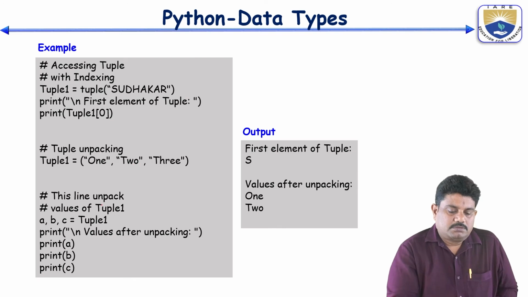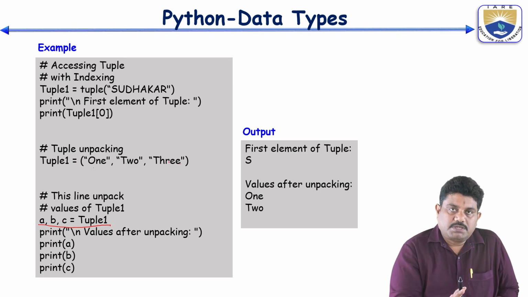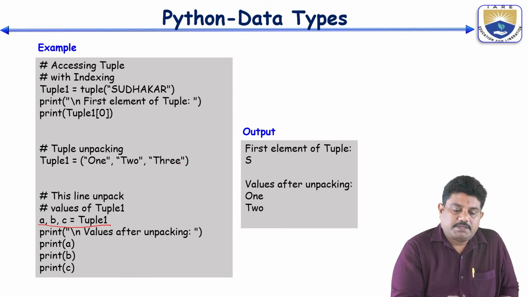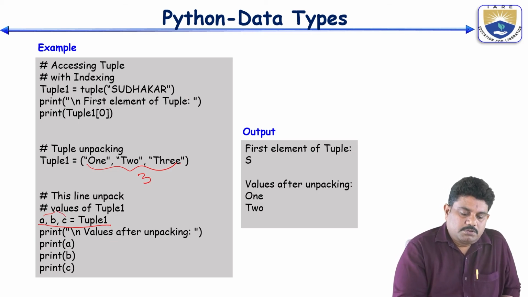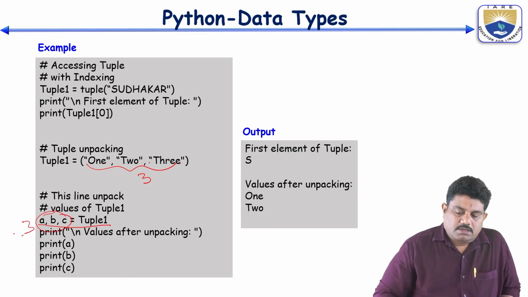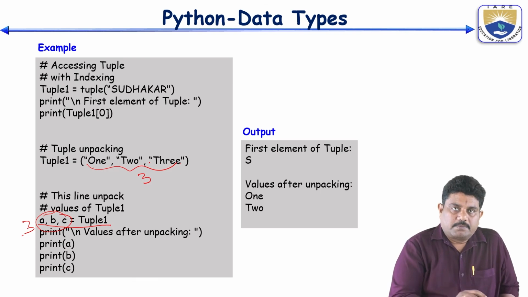And in this tuple, this line unpacks values. A comma b comma c equal to tuple 1. The number of variables must equal the number of items in the tuple. That count should be the same. You need to maintain the proper count. If there are 3 items in the tuple, while unpacking you need to maintain 3 variables here because 3 items are there.